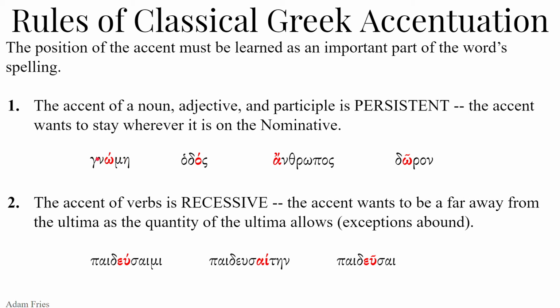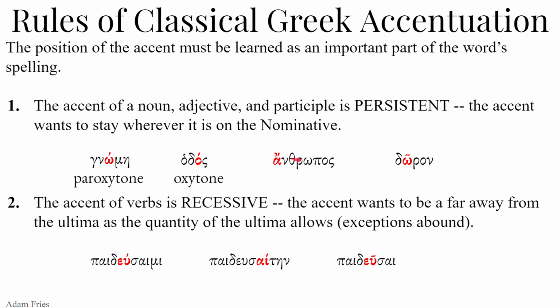Gnome. This is the word's ultima. This is the word's penult, and it has an accent on the penult. So it's not oxytone, but paroxytone. Very good. What about hados? So it's got an acute on the ultima. This is the penult. This is the ultima. So an acute on the ultima is oxytonic. Very good. It's an oxytone.